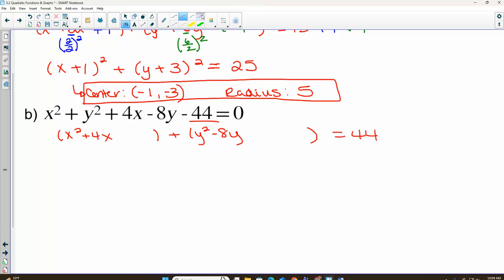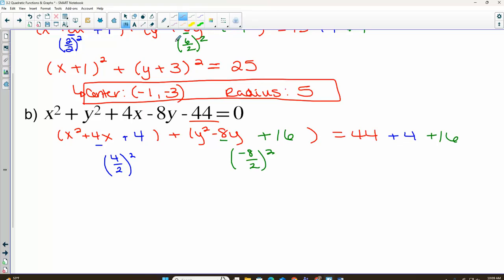So now we complete the square. You take your middle term, so 4. Divide that by 2 and square it. So 4 divided by 2 is 2, 2 squared is 4. If we add 4 to one side, add it to the other. Same thing with the y's. Middle term, so negative 8, divided by 2, squared. So negative 8 divided by 2 is negative 4, squared is 16. You add it to one side, you add it to the other.